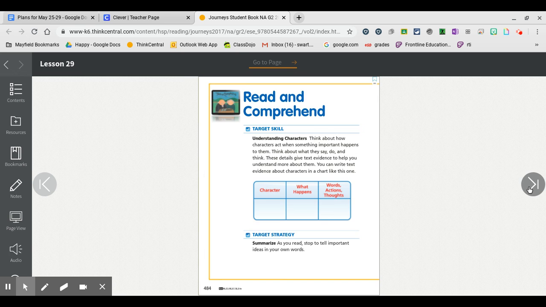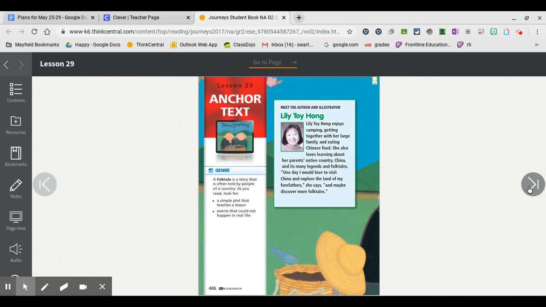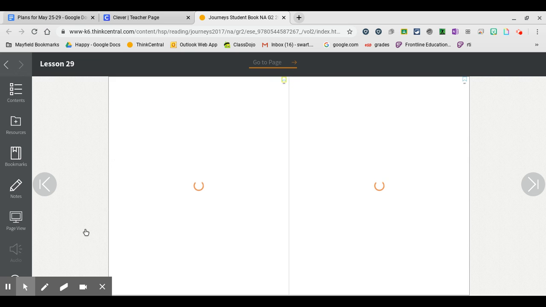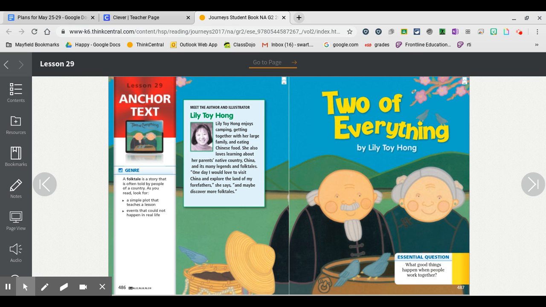So this week, we're going to dive into our folk tale, and it is titled Two of Everything by Lily Toy Hong. Two of Everything is a folk tale, which, as we said, is a traditional story. A folk tale is a story that is often told by people of a country. As you read, look for a simple plot that teaches a lesson.